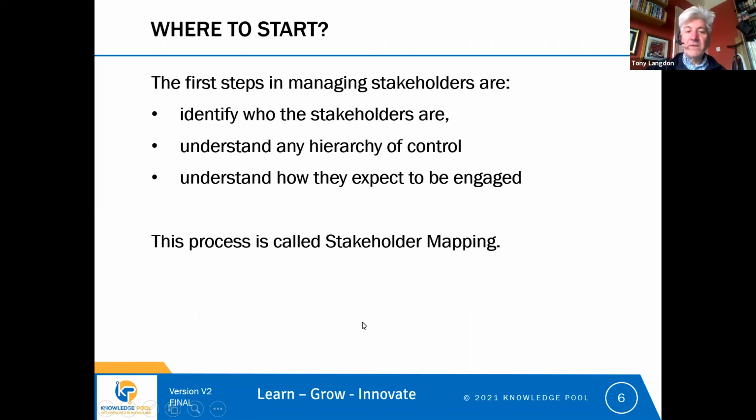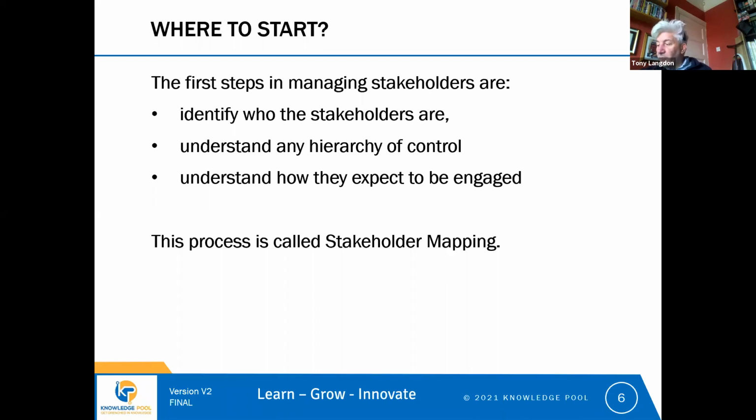So we need to think about what the first steps are in managing stakeholders. Where do we start? The first step is to identify who the stakeholders for a project are, and to do that, we need to understand the impact.